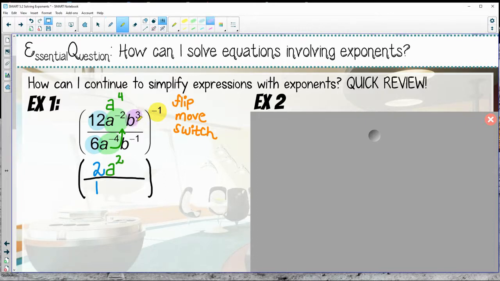And then the last one I have is b to the 3rd, b to the -1. Okay, this is a negative exponent, so this is going to move to the top. So it looks like I have b to the 4th. And then I still have a -1, which says everything is going to switch places. So for my final answer, I'm going to have just the 1 on the top. You can see where that came in handy. 2a squared b to the 4th for a final answer in red.